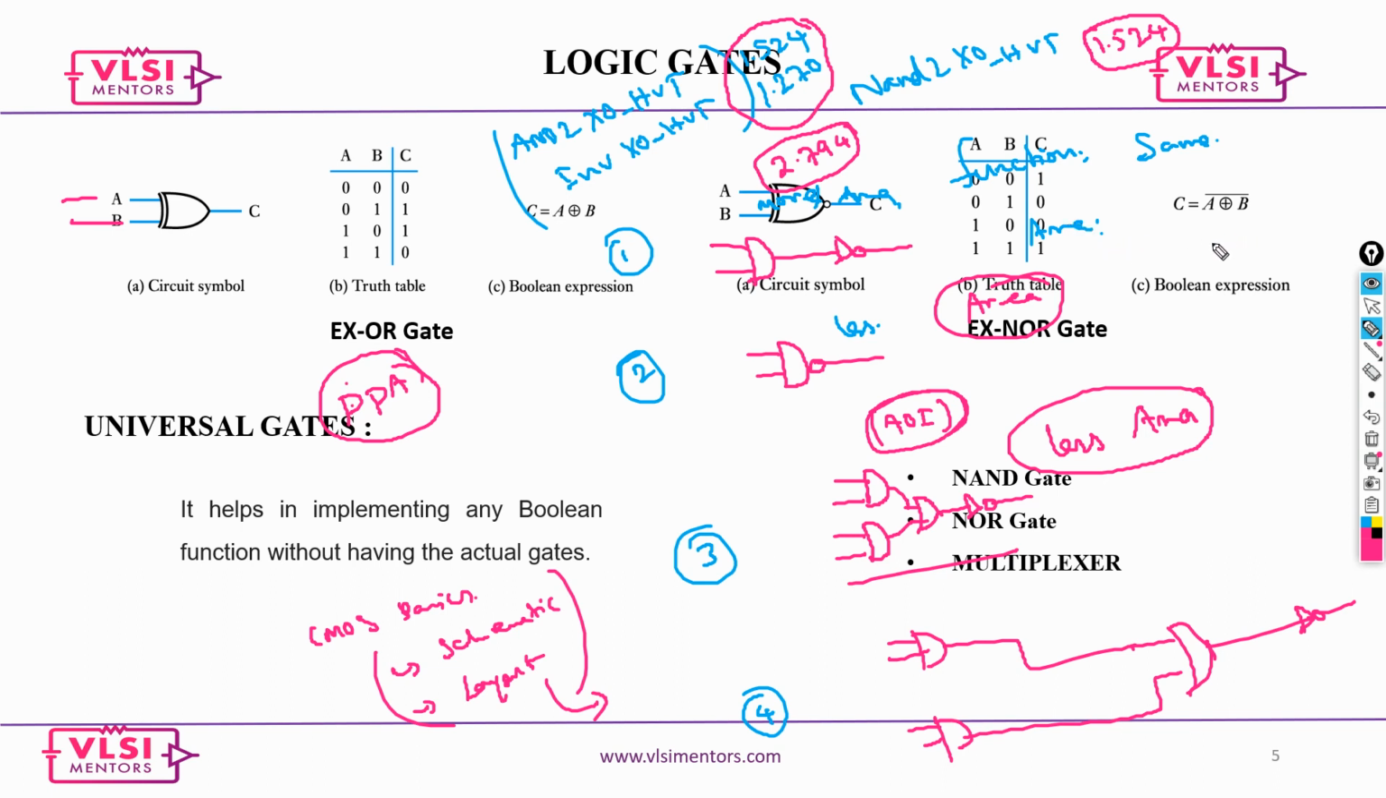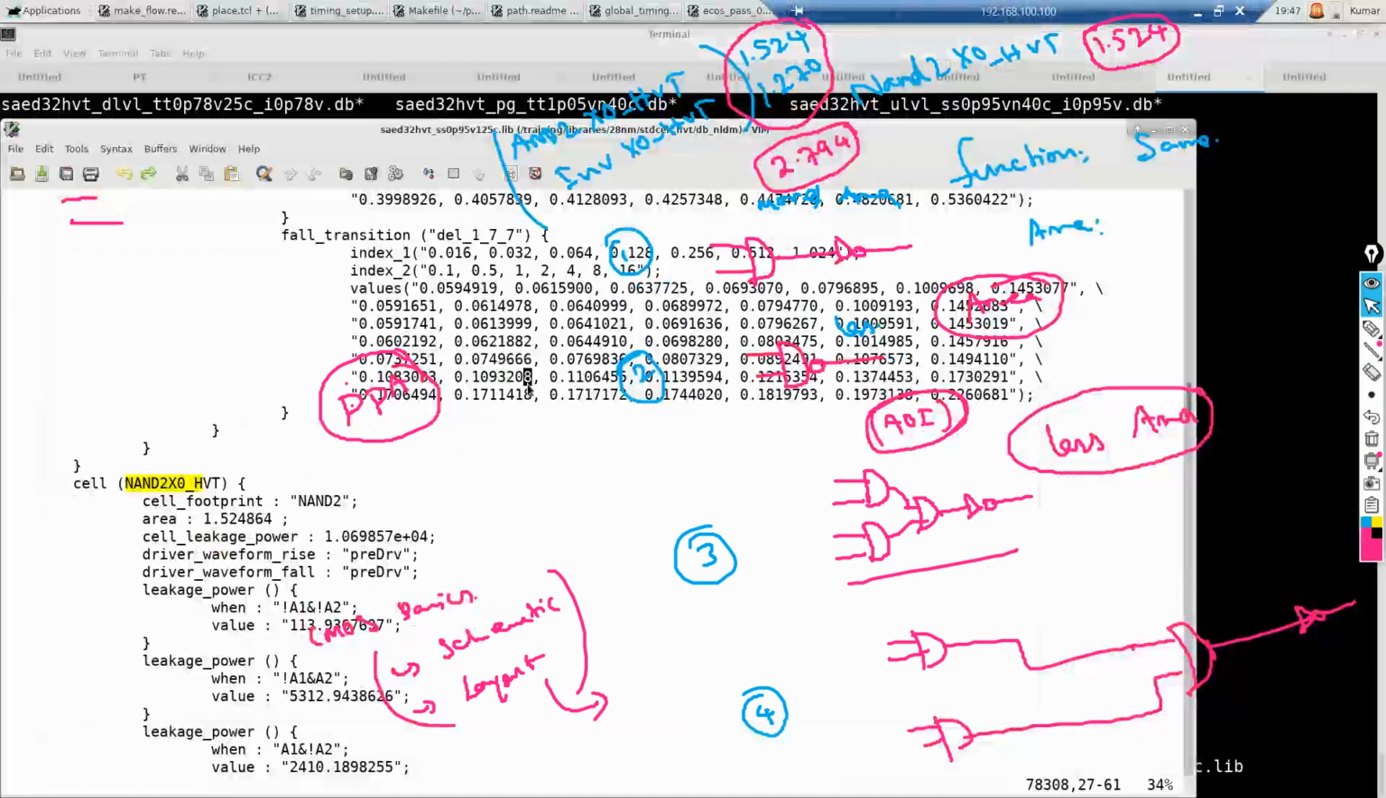Hi, sir. Sorry for the interruption. No worries. Go ahead. You are explaining an area like 1.524. This area, in terms of which SI units, is it nanometer or something? It is a micron, kind of mm squared, something like that. It is whatever is defined in this file.